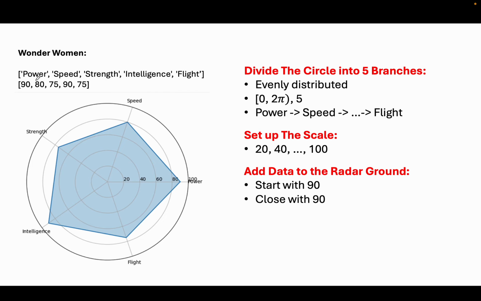We know that for Wonder Woman, each superpower has a skill value. Like this one, the power equals 90. And then we're gonna set up the skill scale from 0 to 100, right? Because this is the range that all the numeric values should go within. Let's say the speed is 80, then 80 should be in this position, right? So we have to set up the skill scale so that in the future, we're gonna map the data into this radar chart.